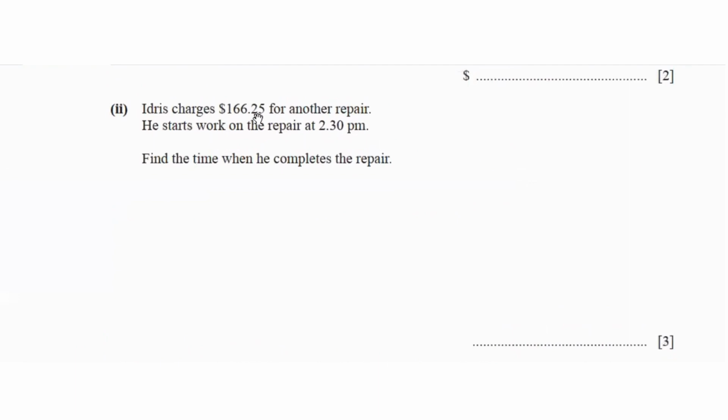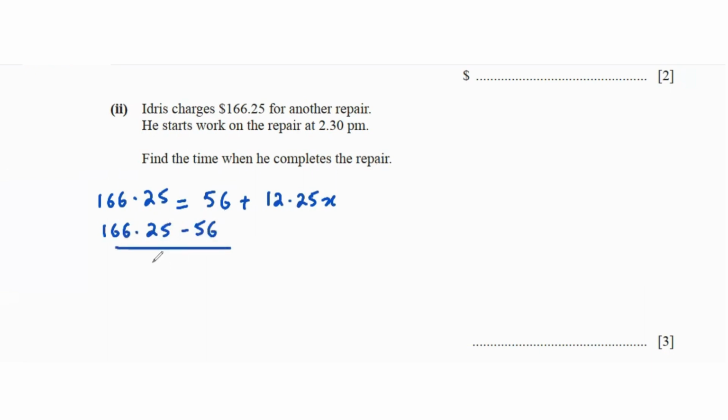Then it says he charges $166.25 for another repair. He starts work on the repair at 2:30. Find the time when he completes the repair. So going back to the same equation, 166.25 equals 56 plus 12.25 times x. So first, let's find the value of x, which is how many additional 15 minutes he has used. So 166.25 minus 56 divided by 12.25.